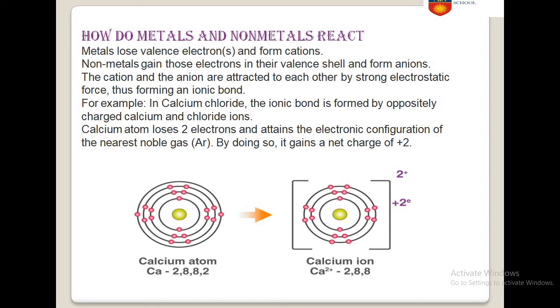Whereas non-metals have 4, 5, 6, 7 electrons in their valence shell and they accept electrons so that they attain the nearest noble gas configuration or octet configuration. Metals lose electrons to form cations, whereas non-metals gain electrons in their valence shell to form anions.